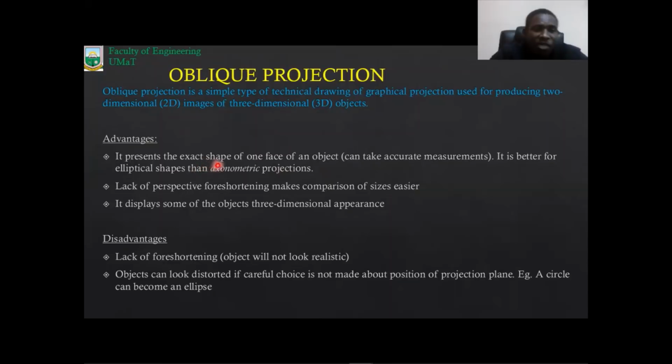All right, let's look at some advantages of oblique projection. Oblique projection represents the exact shape of an object. It represents the exact shape of only one face of the object, not the whole object. It represents only one side of the object.